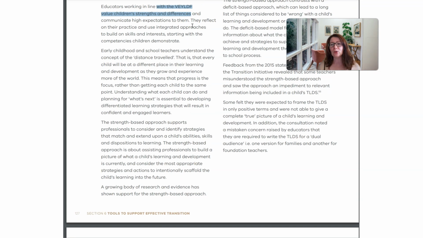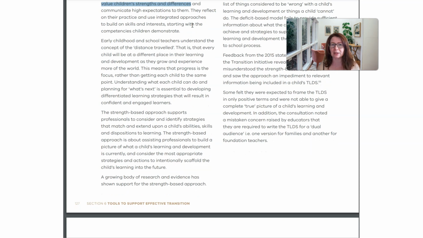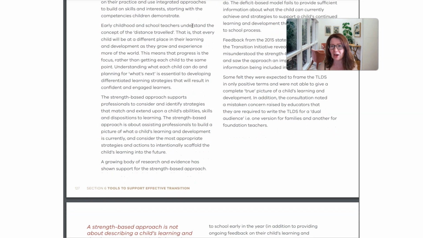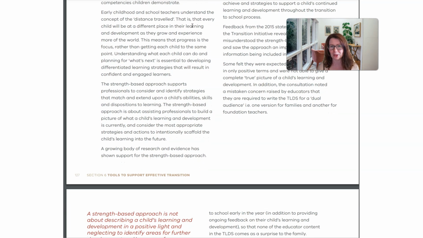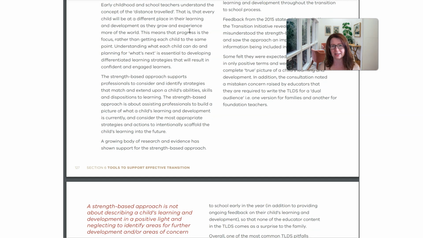So we need to communicate high expectations to children as part of this approach. That means that we set goals that reflect a child's skills, interests, competencies, and also we want them to continue developing and achieving next. Yes, so the zone of proximal development. We always work within the zone of proximal development. Remember the concept by Vygotsky.